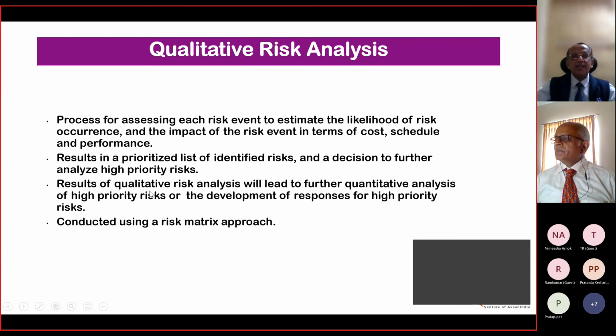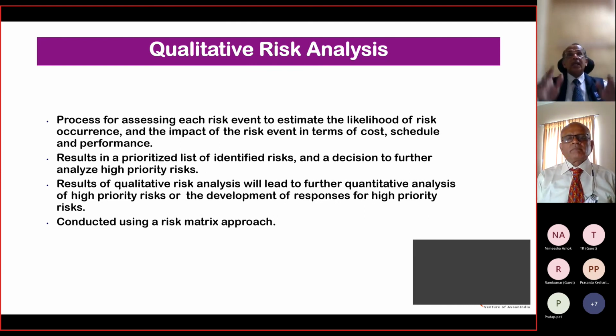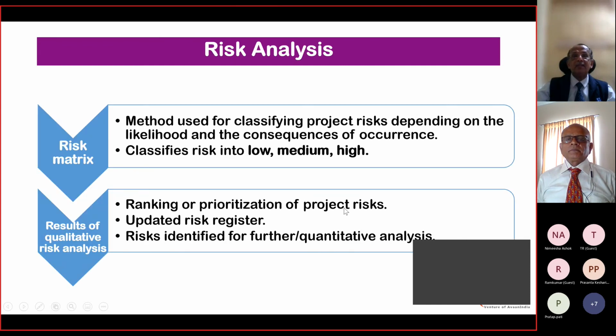The results of qualitative risk analysis will lead to further quantitative analysis of high priority risks or the development of responses to high priority risks, conducted using a risk matrix approach. This is what I've been saying for quite a while now. If you have a risk management policy for the organization, you've got to have a risk matrix approach, taking into consideration, as I'm repeating again, that all the scope of work has to be understood, checked properly, and reviewed. I'll just move on a little faster.